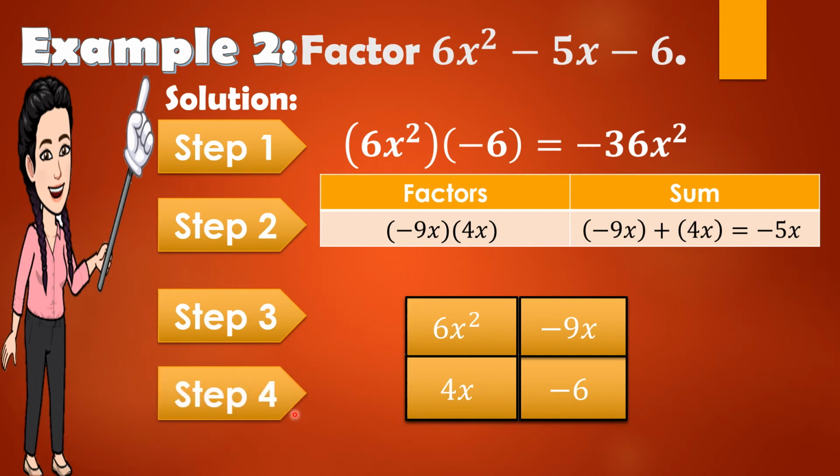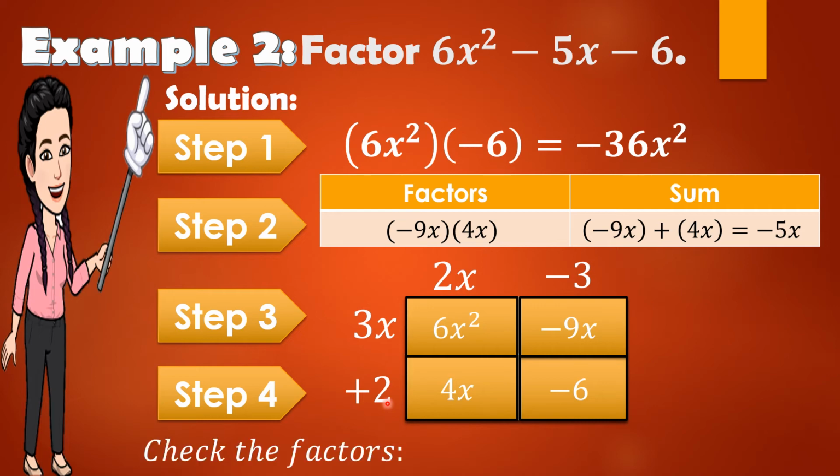Para sa step 4, kukuhanin natin ang common factor sa bawat row at column. So for 6x squared and negative 9x, we are going to use 3x. Para naman sa 4x at negative 6, ang gagamitin natin ay positive 2. For 6x squared at 4x, ang gagamitin natin ay 2x. At para naman sa negative 9x at negative 6, ang gagamitin natin ay negative 3. So ito ang mga common factor nila.